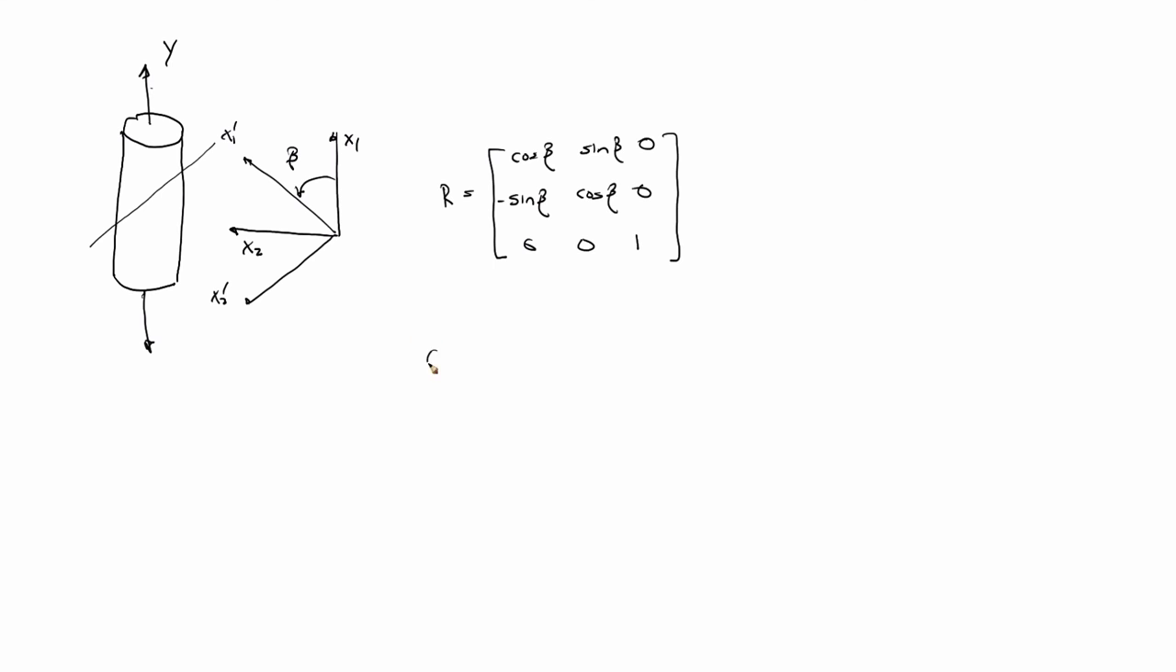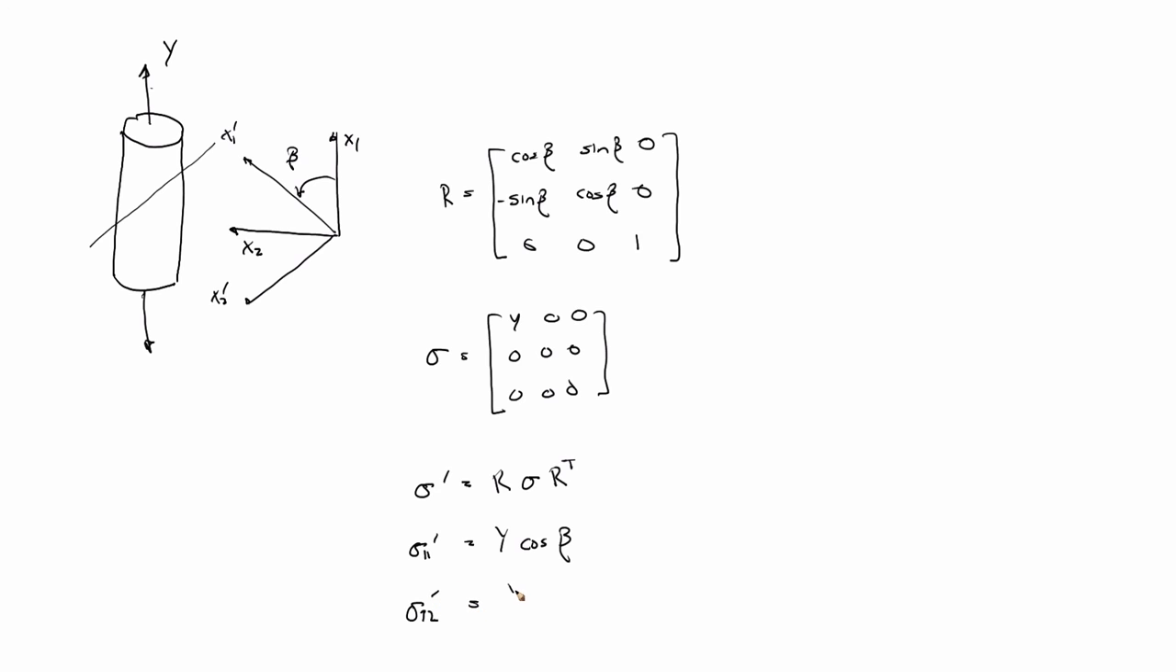So if I were to take the state of stress, which in this case is just Y and zeros everywhere else, and I rotate it into my primed axis so that I have sigma prime equals R sigma R transpose, that would imply if I look at the 1-1 component, I have Y cosine beta, and Y12 is Y over 2 cosine beta sine beta, which equals Y over 2 sine 2 beta, okay? This expression right here is at a maximum when beta is equal to 45 degrees.